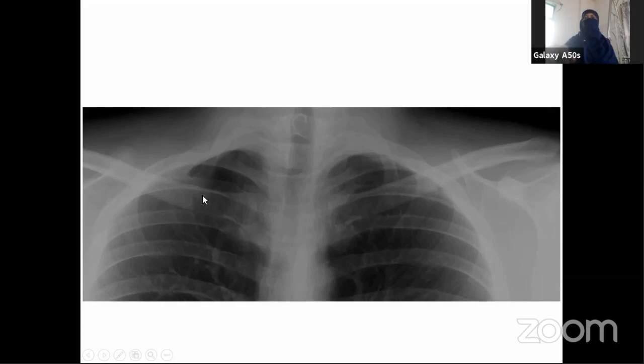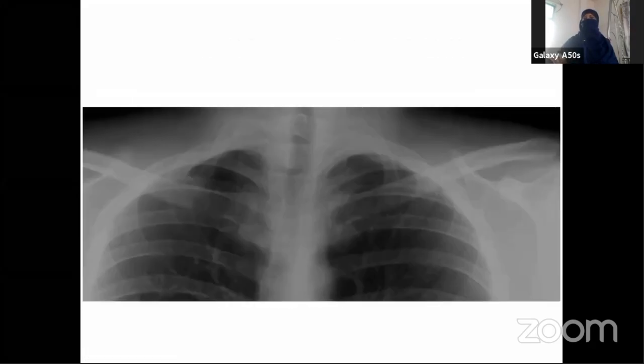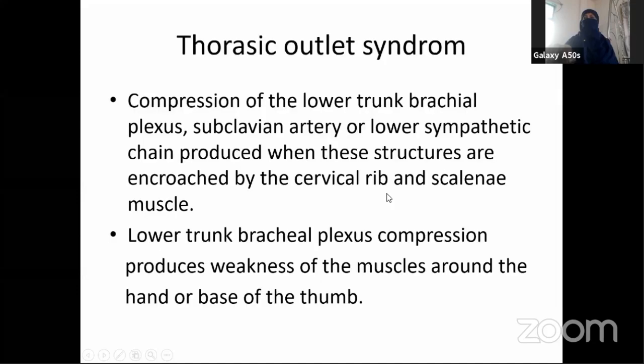Here you can see it up to here, and this one can be traced up to here, up to the clavicle.